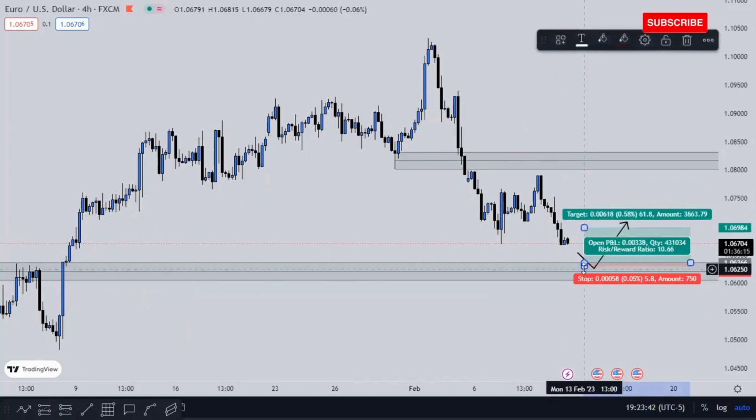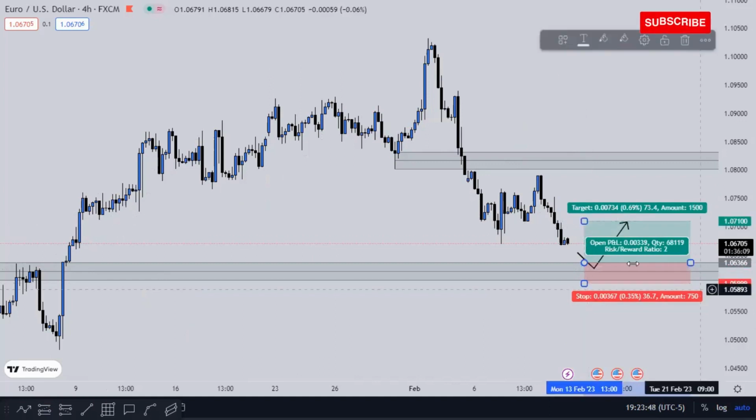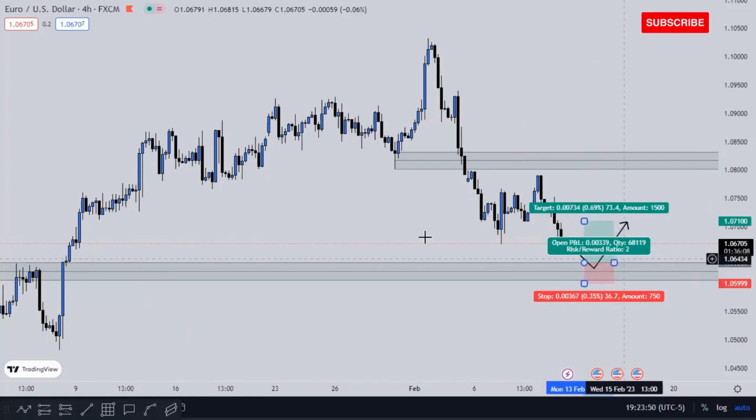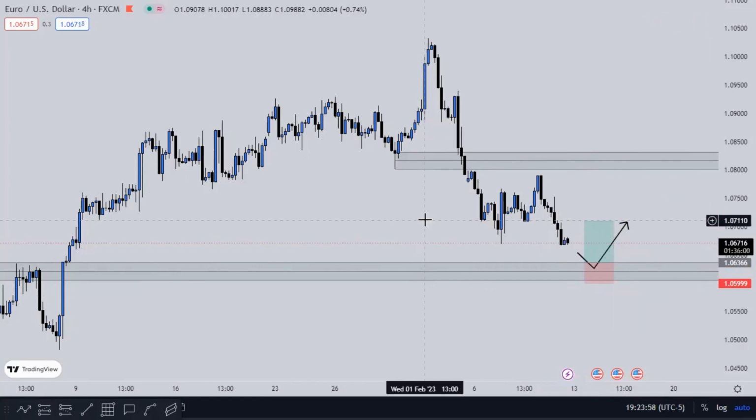Oh, my bad, guys. It's supposed to be below there. 1:2, just like that. And that'll be it for me on this trade. So let's move on to our next pair.